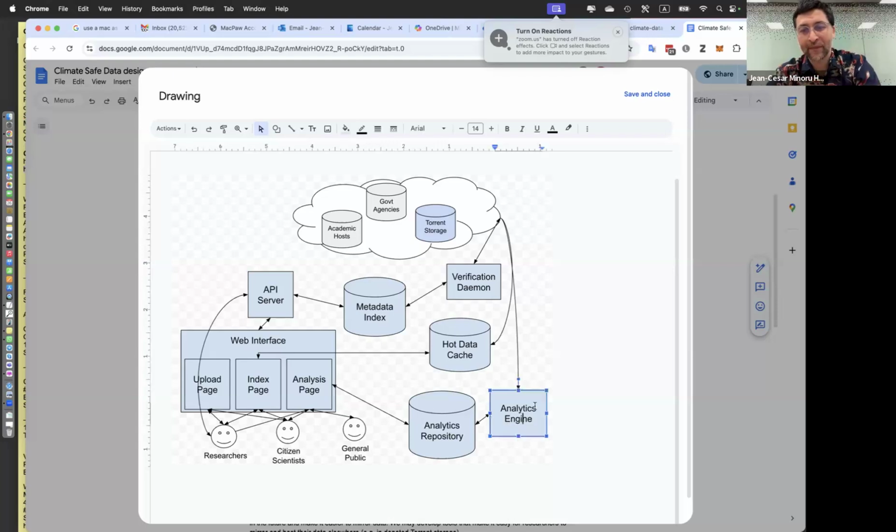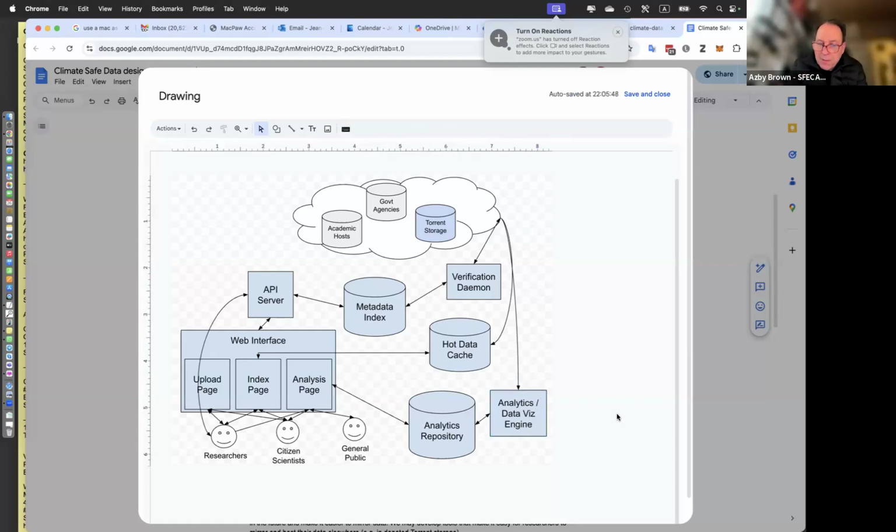Yeah. And he's assuming an upload page, an index page, and analysis page. Not sure about that exactly. I'd have to see that fleshed out. And then analytics repository. Yeah, I mean, that makes sense. I'm not sure exactly what that would be, but there needs to be some place where the analytical data is stored. Then the hot data. As we talked about before, the hot data versus the journey. Yep, I think this is good.